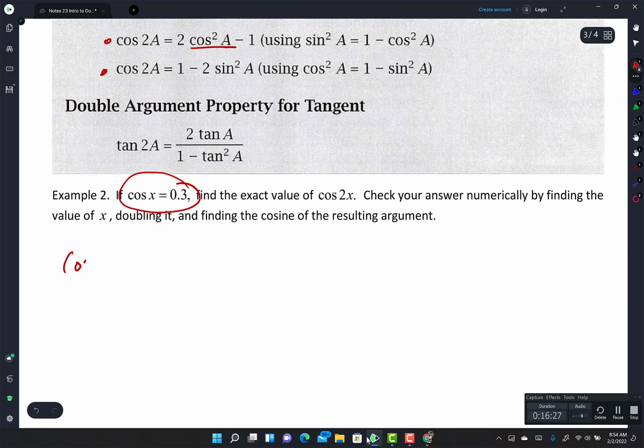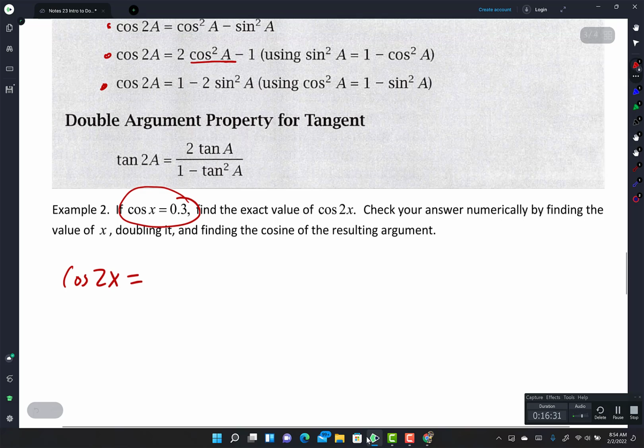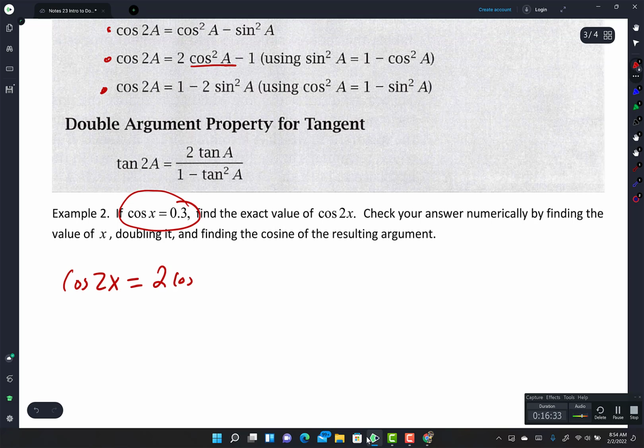So I'm going to write cosine 2x. I'm just writing right now the expression. Equals 2 cosine squared x minus 1. Are we still okay so far?